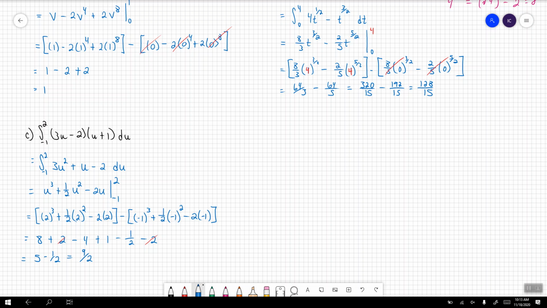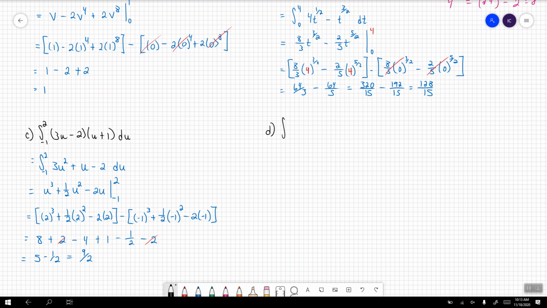There we are. So the integral evaluated from -1 to 2 for the function that has 3u minus 2 quantity multiplied by u plus 1 will then evaluate to just be 9/2. Awesome. Very good so far. Let's look at part D.